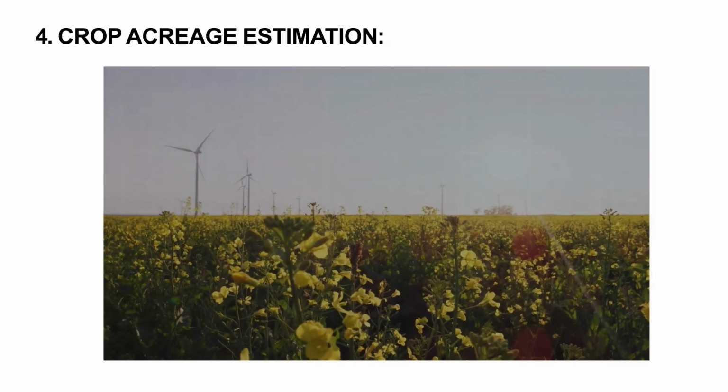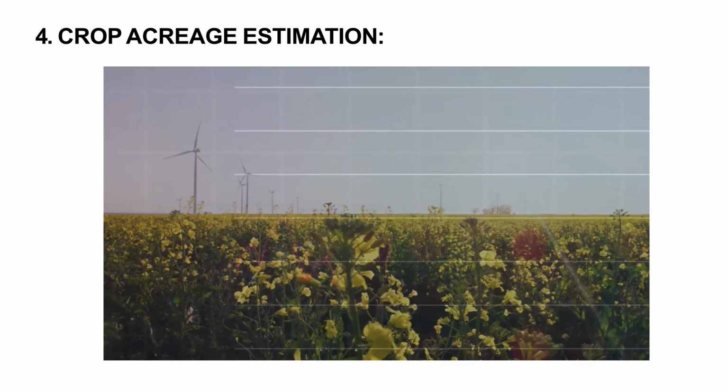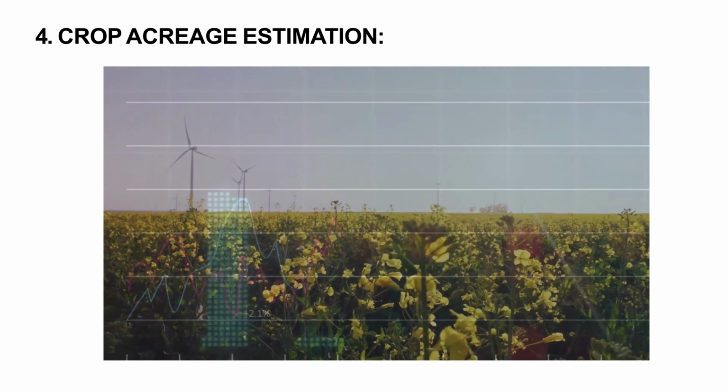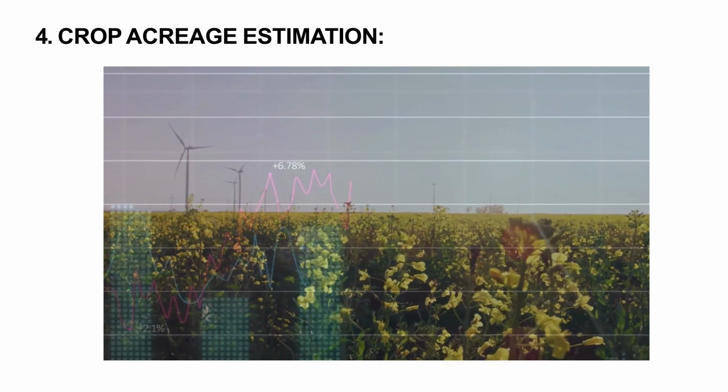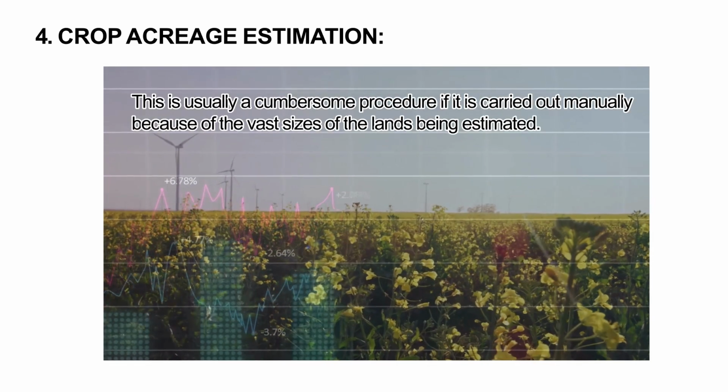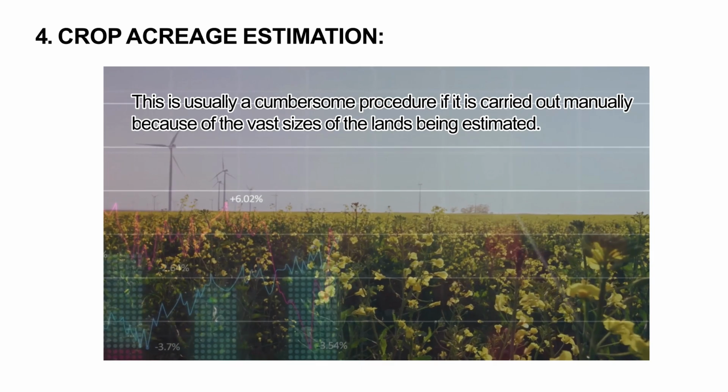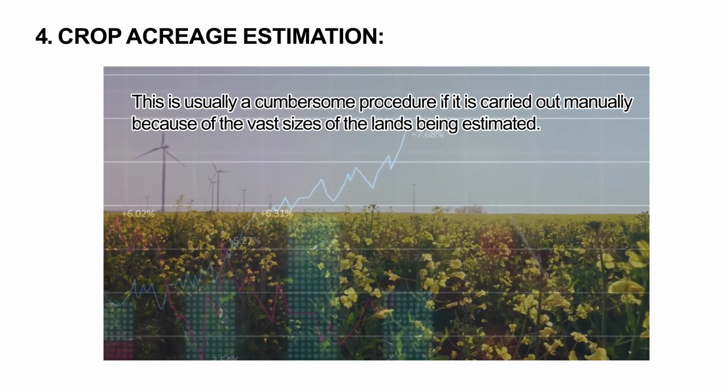Fourth, crop acreage estimation. Remote sensing has also played a very important role in the estimation of the farmland on which a crop has been planted using survey sampling. This is usually a cumbersome procedure if it is carried out manually because of the vast sizes of the lands being estimated.